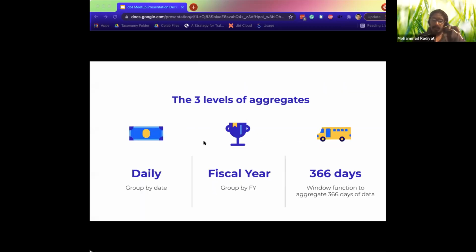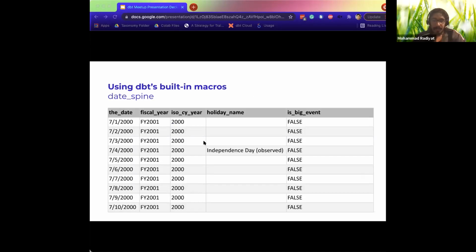Like I mentioned before, for each model, we have 3 levels. There's the daily, which is just a group by date. We have a fiscal year, which is, again, a group by fiscal year. And we have a rolling 366-day window function that works on each of these models. And these are the 3 levels of time data that stakeholders at DonorsChoose wanted.